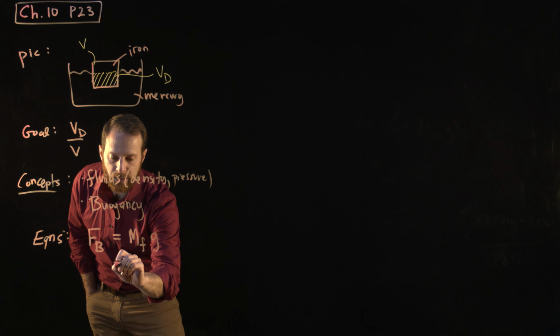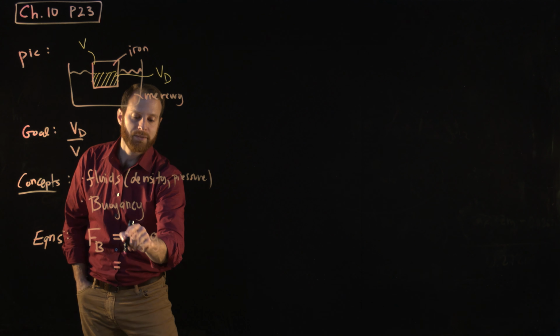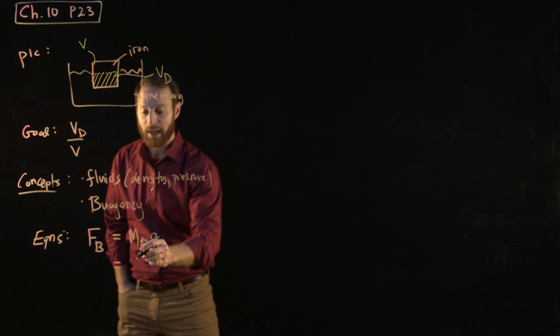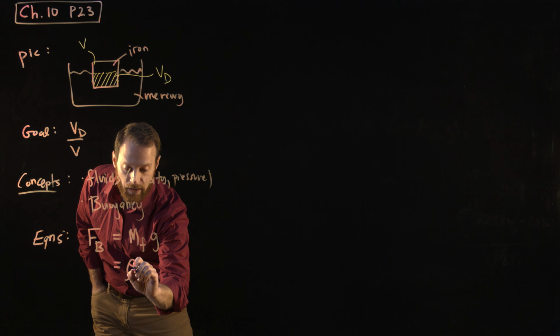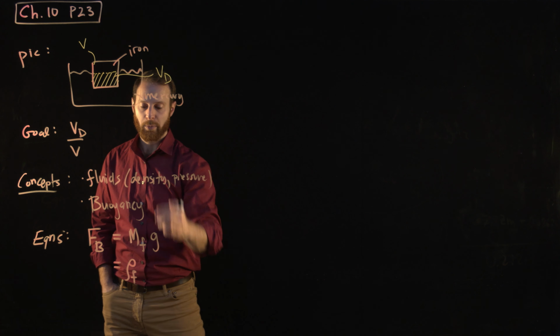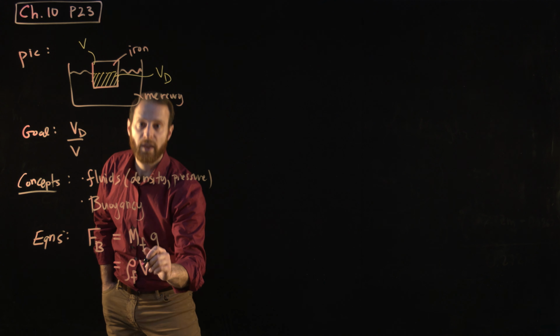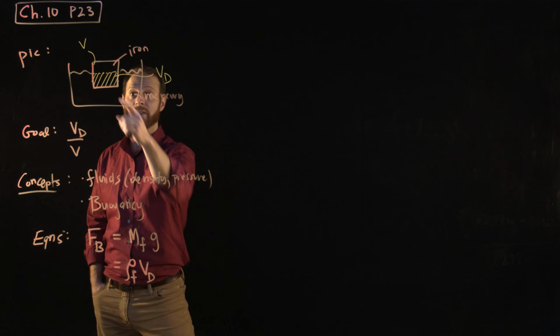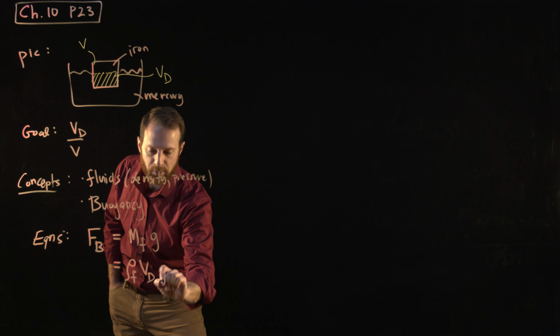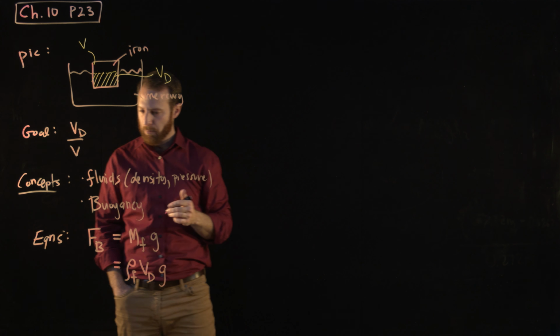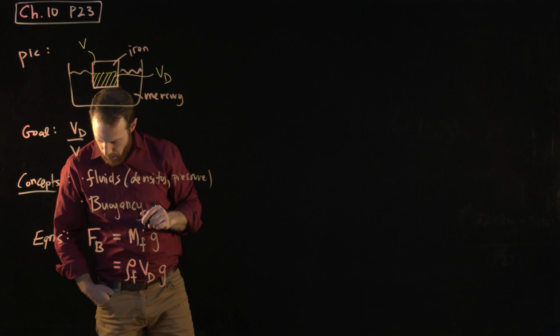Another way to write this, if you don't have direct access to the mass of that fluid, is as the density of that fluid, in this case mercury, times the volume that was displaced, in other words VD, the same VD here, multiplied by G. And we'll see which one is most useful for us.